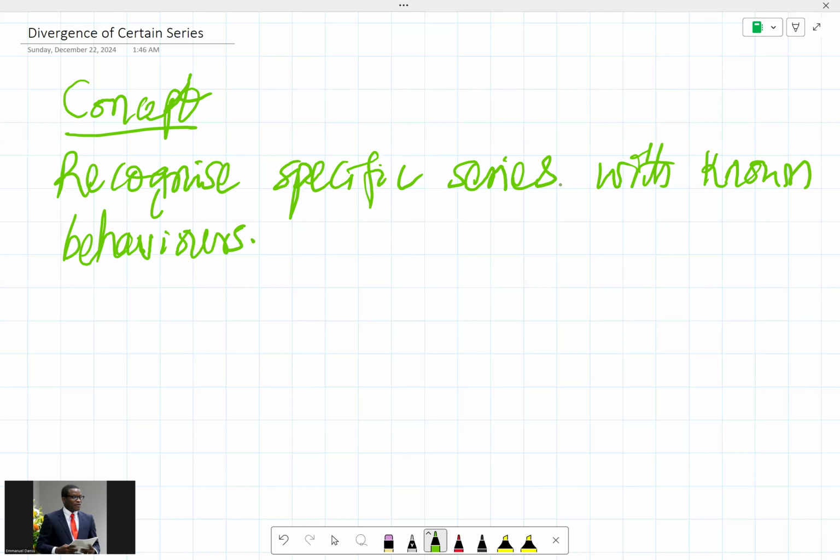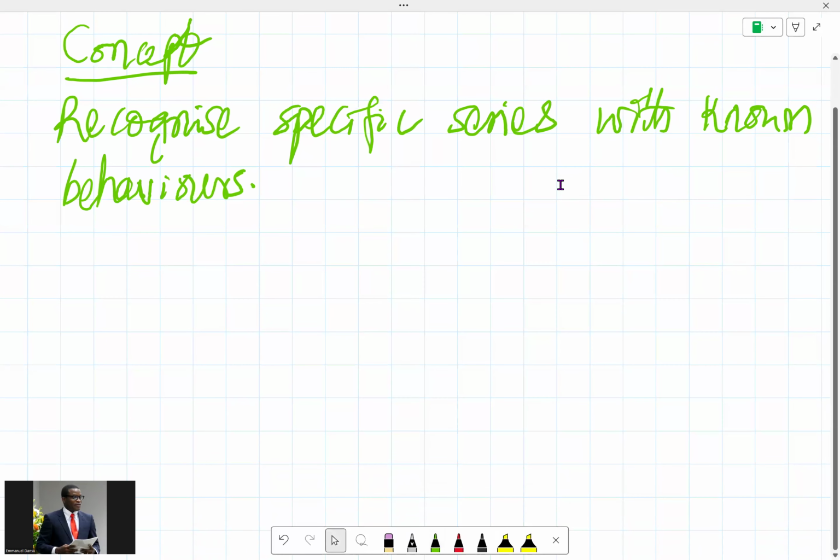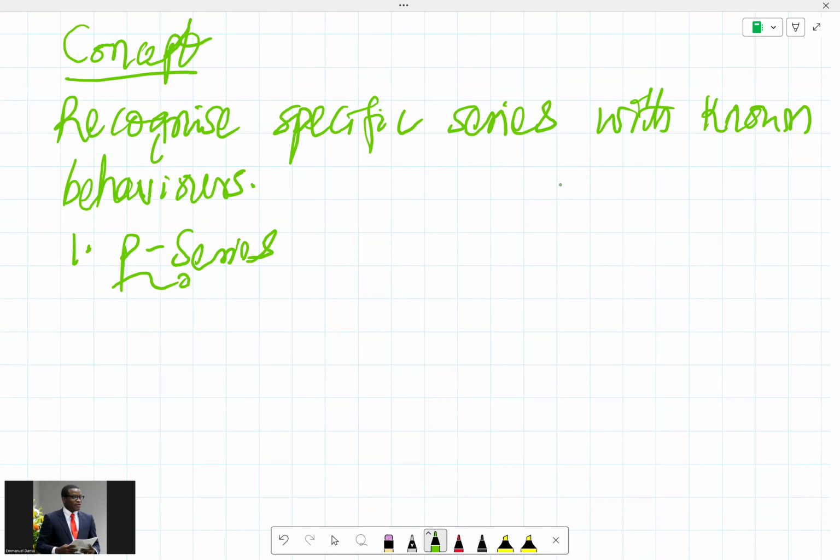For instance, we have what we call the P series. The thing about P series is this: they are generally of the form summation from n equals 1 to infinity of 1 over n raised to power p. Say 1 over n squared, 1 over n cubed, and all that.